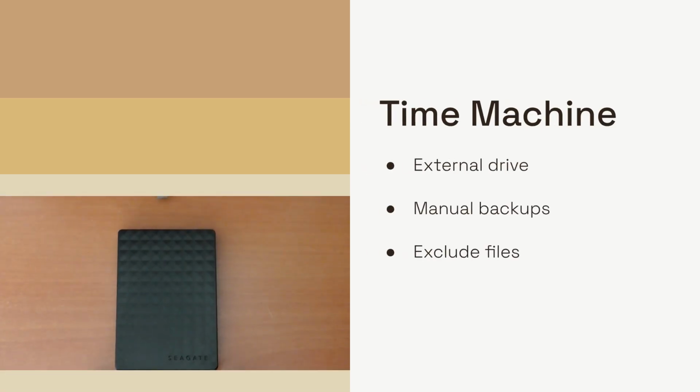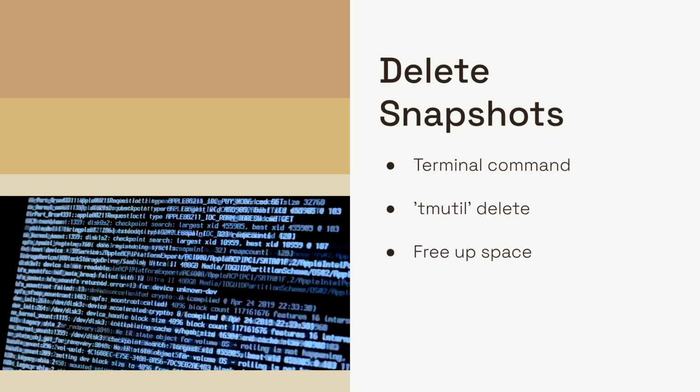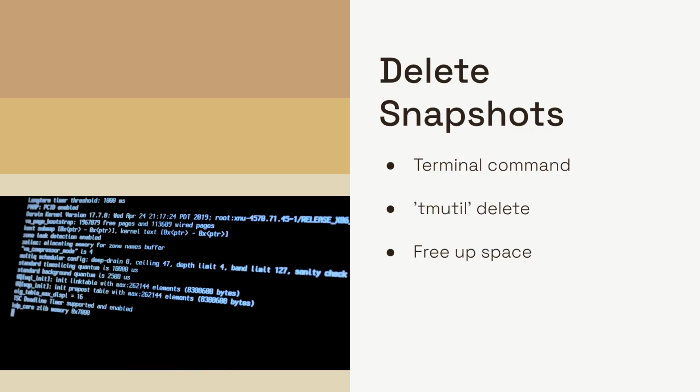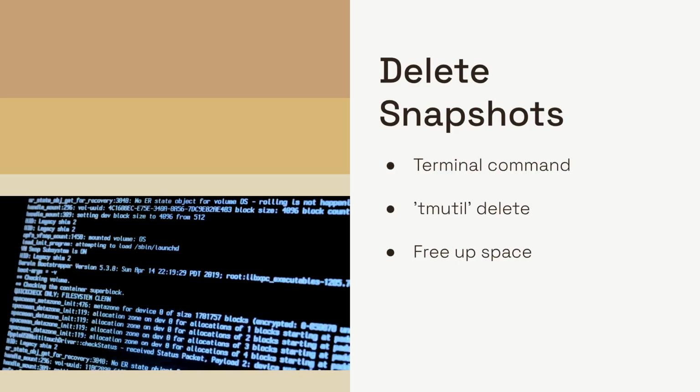Now for our macOS users, we'll cover Time Machine and local snapshots. Ensure your Time Machine is backing up to an external drive. If it's not connected, local snapshots can accumulate. To delete local snapshots, use the "tmutil listlocalsnapshots" command in Terminal to identify them. Then "tmutil deletelocalsnapshots" to remove them, freeing up significant space.